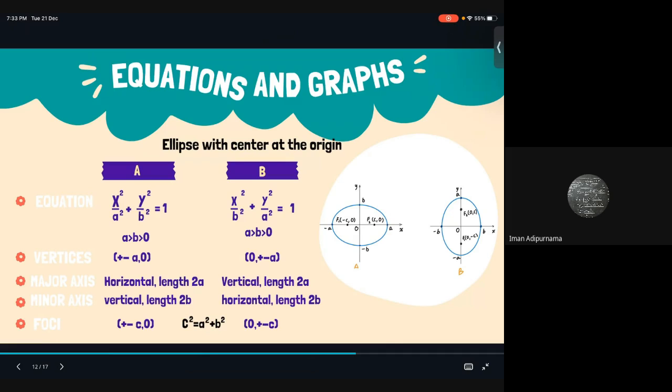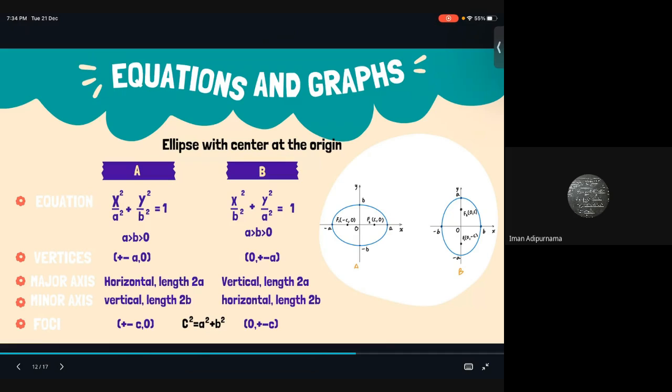So here the vertices for the first ellipse will be plus or minus a comma 0, and for the second ellipse they will be 0 comma plus or minus a. And here I put examples of the ellipses so you can see which one is which. For the major axis, if it's horizontal, the length is 2a, and if it's vertical, the length is also 2a, because it's the major axis. And the minor axis, if it's vertical, the length is 2b, and if it's horizontal, the length is 2b.